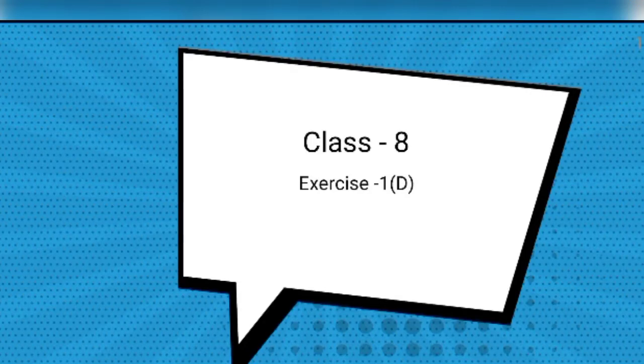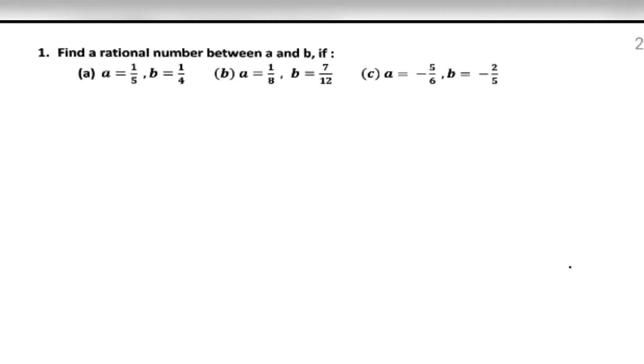Hello students, today we are starting exercise 1D, in which you will understand how you can find rational numbers between two numbers. First question of this exercise is find a rational number between a and b if a is equal to 1 upon 5 and b is equal to 1 upon 4.